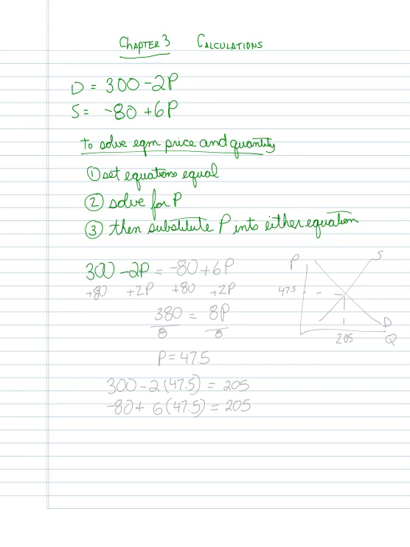300 minus 2P equaling negative 80 plus 6P. Add 2P to each side. That gives me 8P. I'm going to add 80 to each side. That's going to equal 380. Then I'm going to divide each side by 8 so that I am left with P equaling 47.5. Now that right there is my equilibrium price. So now what I'm going to do is substitute that into either equation to solve for the quantity.